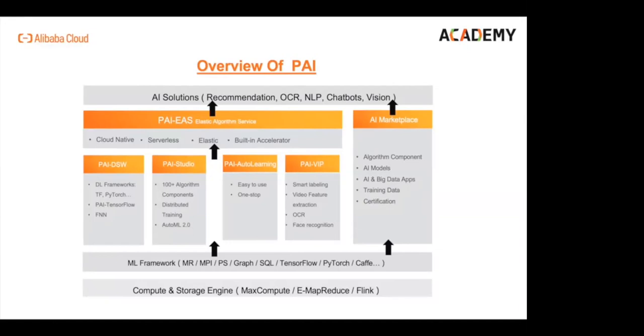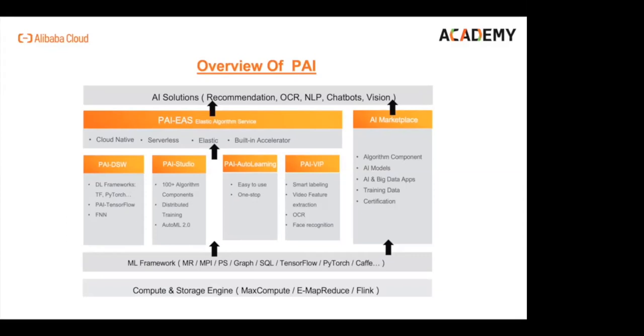PAI actually is made up of several different components. PAI Auto Learning can help you to automatically tune and test new models to optimize them better. PAI VIP can help you do video feature extraction, text recognition, face recognition, and labeling. PAI Studio, which you can see on the left of my slide here, in the middle, allows you to use a drag and drop GUI to build models. That's what I'll be showing you today.